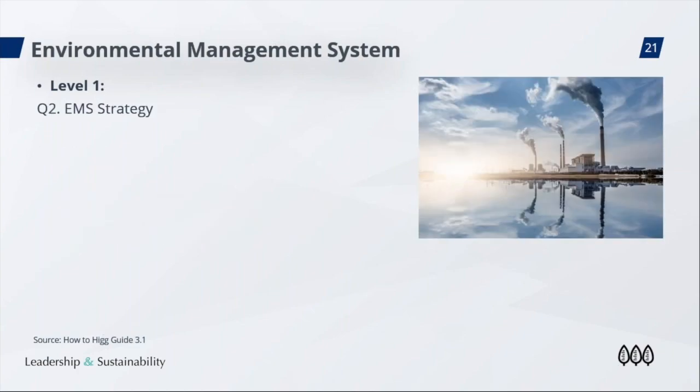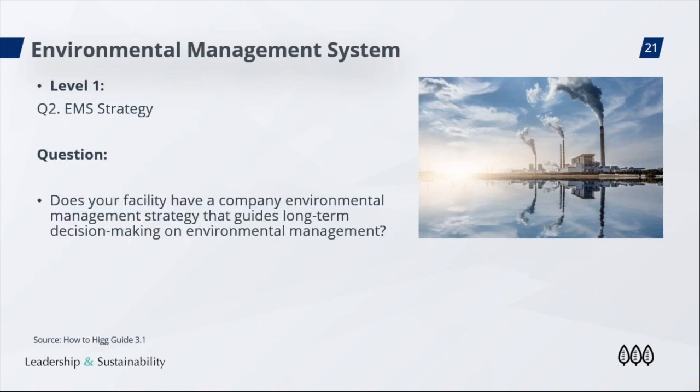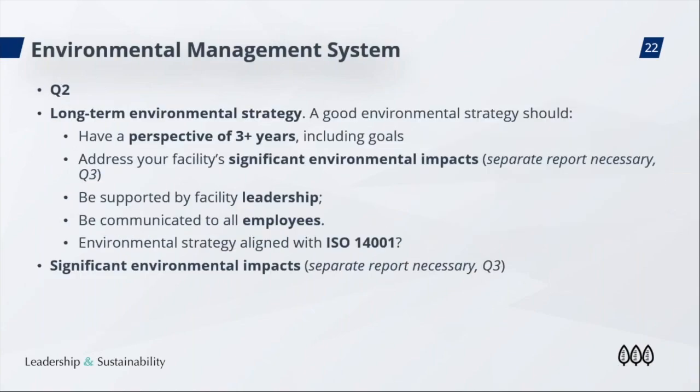Then the next question is about the EMS strategy. And this is actually a question where, during verifications, we often have quite long discussions because in the SAC requirements in the How to Higg, we have the requirement that the strategy is a long-term strategy and that it reaches at least 3 years into the future. And this means that you need to have a plan. You need to have a strategy that reaches 3+ years on a rolling basis.